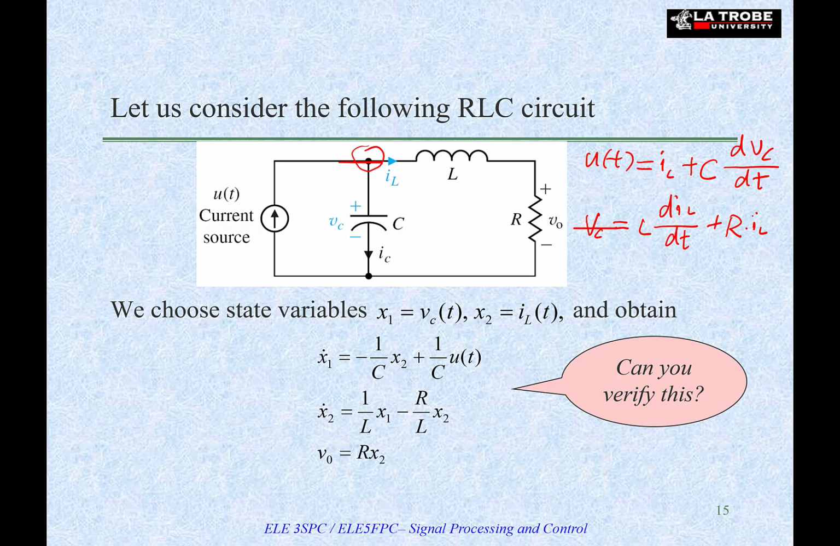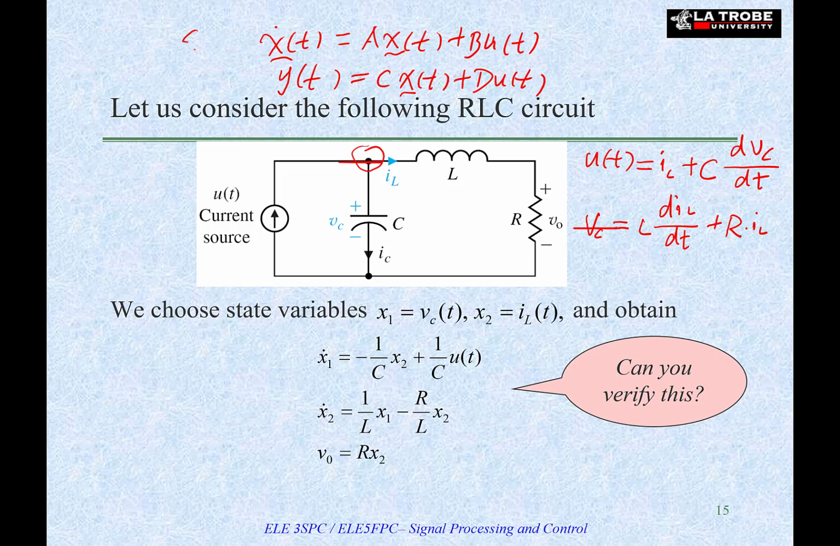And what is the required format? The required format for a state space representation is x dot(t) equals A x(t) plus B u(t), y(t) equals C x(t) plus D u(t). The first equation we call the state equation, the second equation we call the output equation.